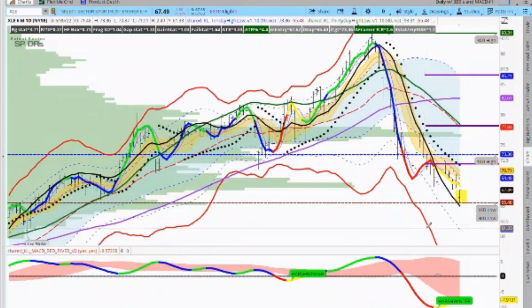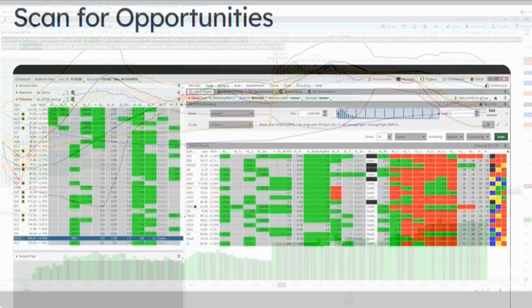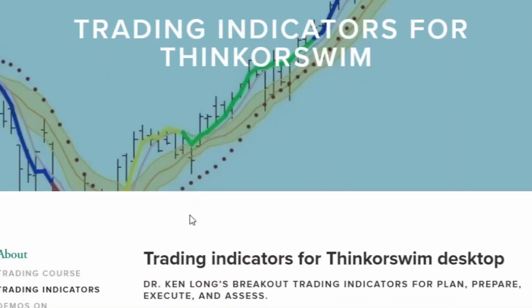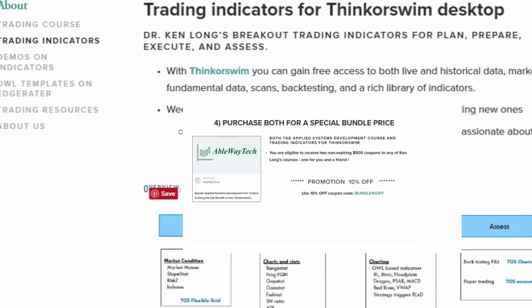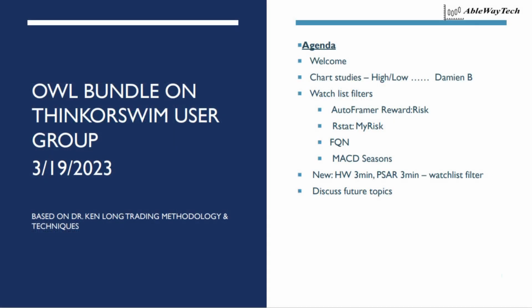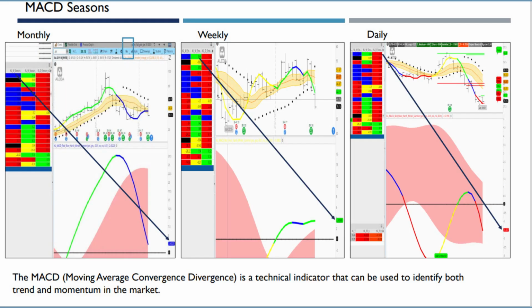Looking for help with the indicators and want to automate more parts of your trading? How about backtesting and scanning? Dr. Ken Long's price action indicators are available for thinkorswim desktop with our OWL bundle for thinkorswim. You can also purchase both the Applied Systems Development course and the OWL bundle trading indicators for a special price. Lastly, become a member of our thriving OWL bundle user group, where we meet each week to share new tools and techniques that can be used to enhance your trading.